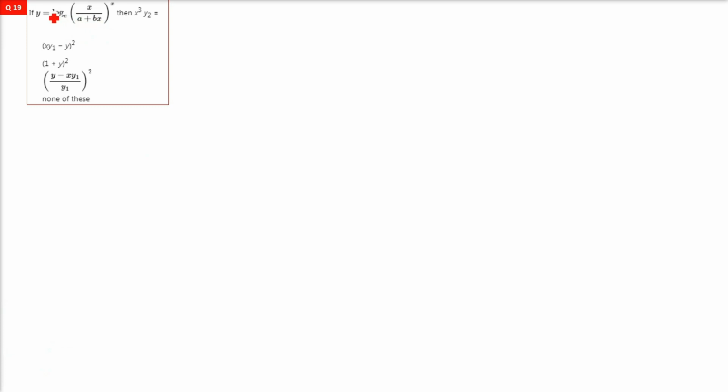Now this y is equal to x to the power of log x by a plus bx. This power x will certainly come in the front, because it is y log x. So y is equal to x log x by a plus bx. Let us differentiate it. dy by dx is going to be equal to, see, this is y1. You can write it as y1.